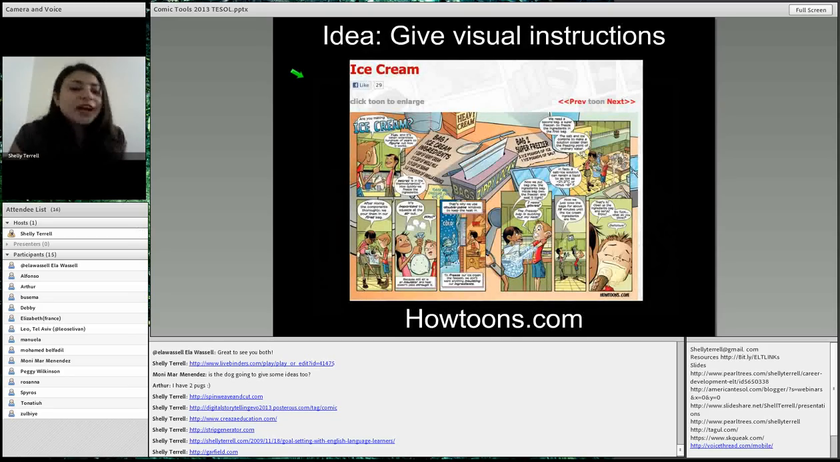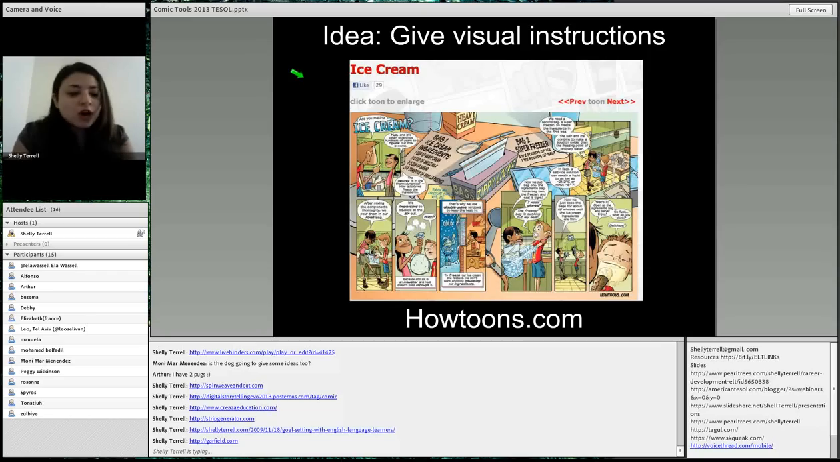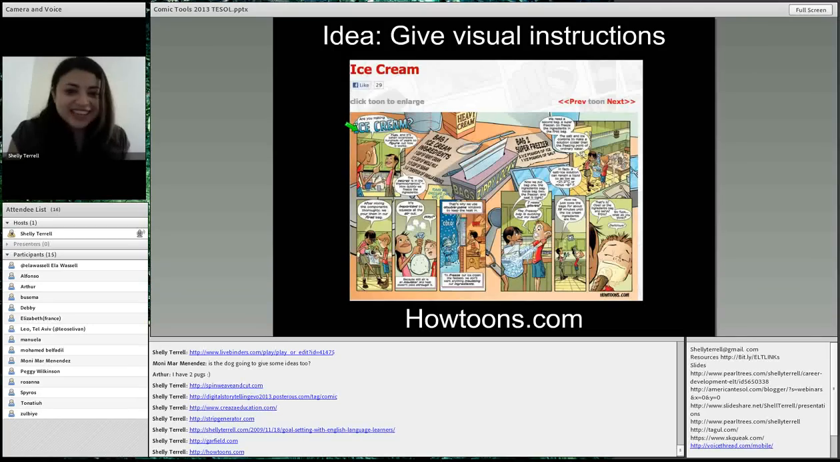It's a great way to give visual instruction. So this is a really great site. You'll find it's comics that teach you different concepts. Here is one that says how to make ice cream, but there's tons of them.